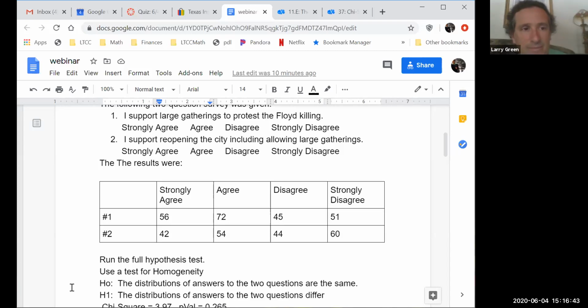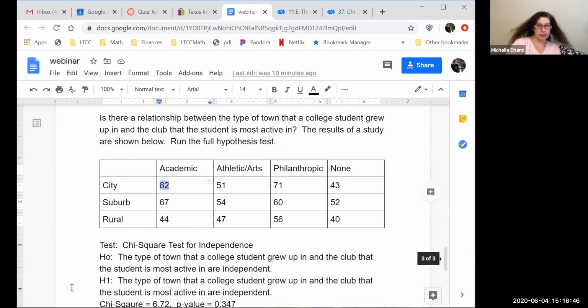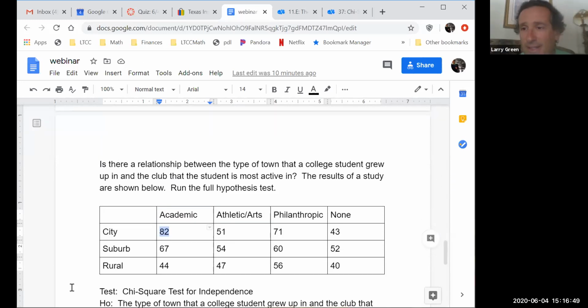Okay, then the final one is test for independence. What does that do? Yeah, so now we have two qualitative variables, and all these are qualitative, by the way, for this whole chapter. Two qualitative variables, and you want to find out if those two variables are independent or dependent.